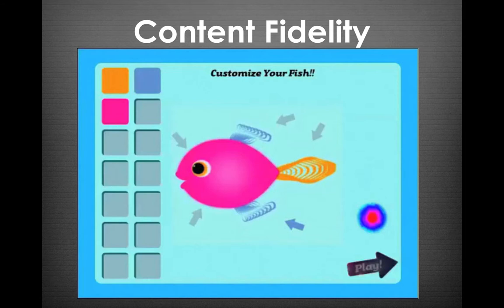Now, the other way you could do it mathematically appropriate is to have different size bubbles, where you have a 1 size bubble, and then you have a 2 size bubble that's twice as big as the 1, and then when you combine them together, you get a 3 size bubble, right?